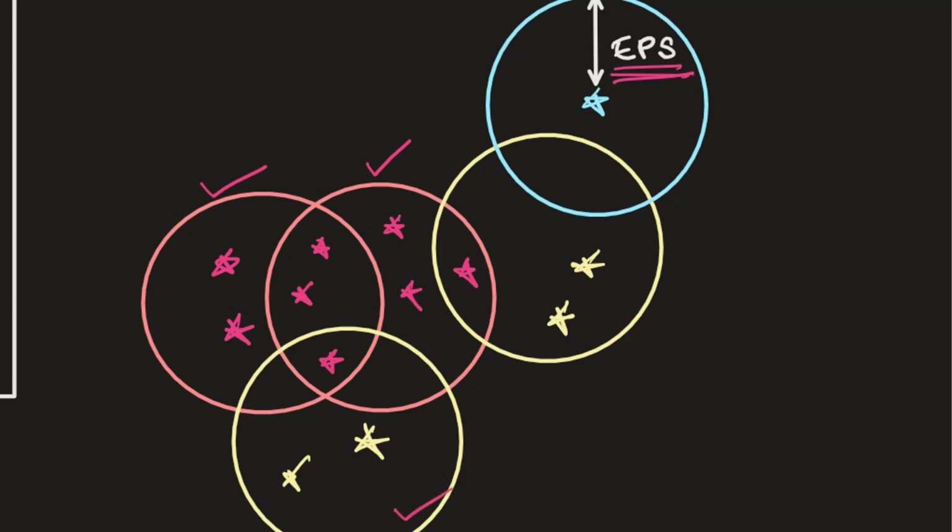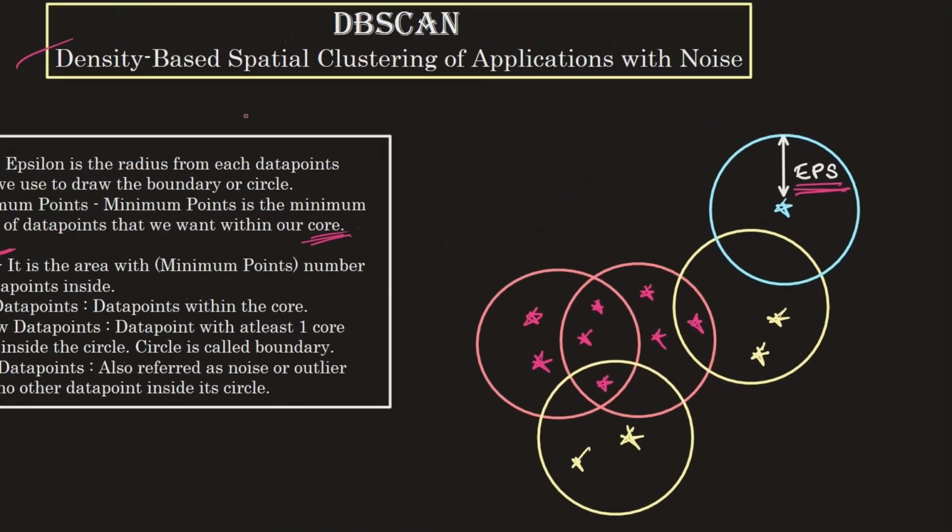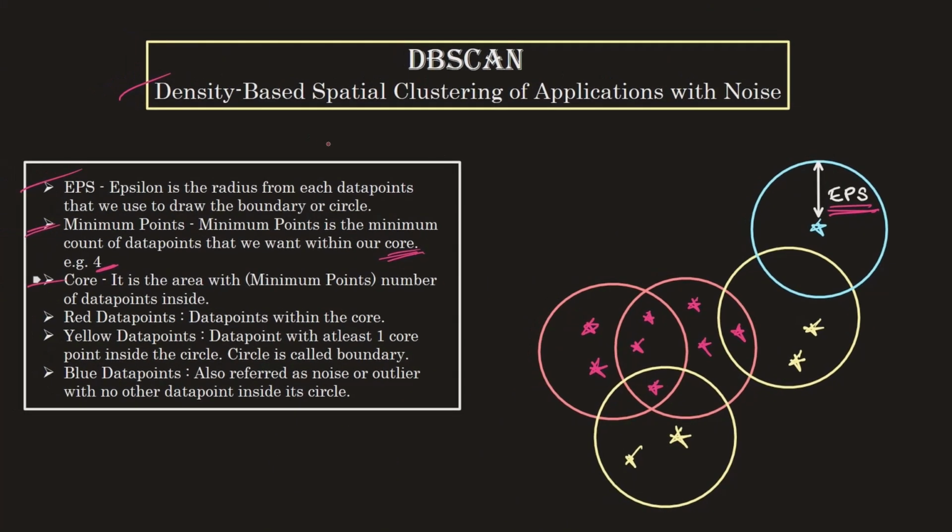However, this one and this one and this one as well has less than 4 data points. This is why these 3 cannot be considered as core. Then we have defined core. It is the area with minimum number of points that we have defined earlier as 4 over here, for example. And we have already seen how these 2 circles, this one and this one, are the core in this example.